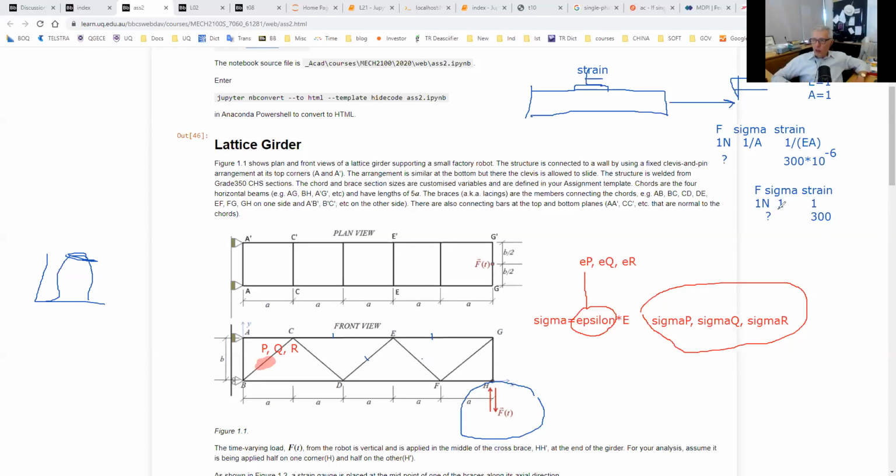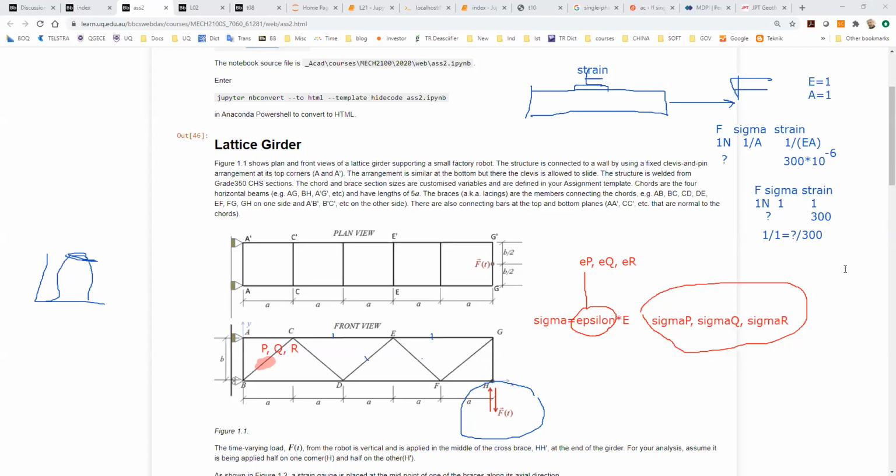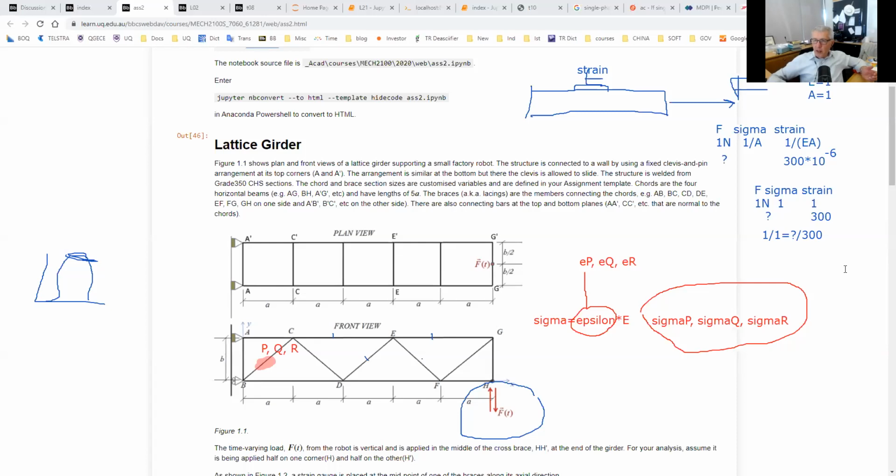Of course, it's 300. How do you get that? You say that this is proportional. So you say 1 over 1 is equal to question over 300. Oh, okay. So you take the ratios of the... Isn't that obvious? Shouldn't it be like that?